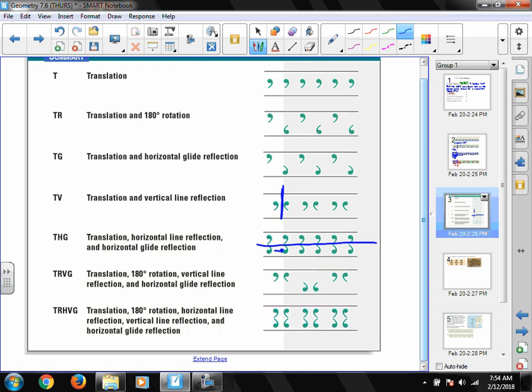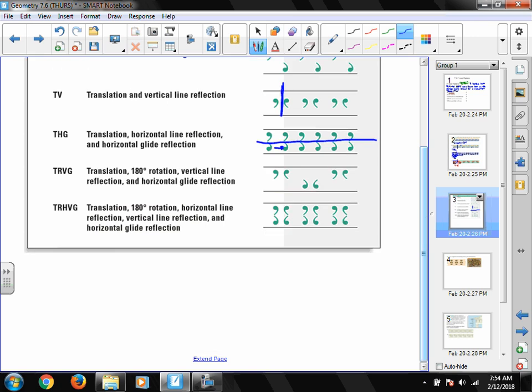Then I did my reflection. Then I'm going to shift it horizontally and reflect it back up. So you kind of end up making a little bit of a box there, but that's all right. So I've got a translation, 180-degree rotation, a vertical line reflection, and a horizontal glide reflection.